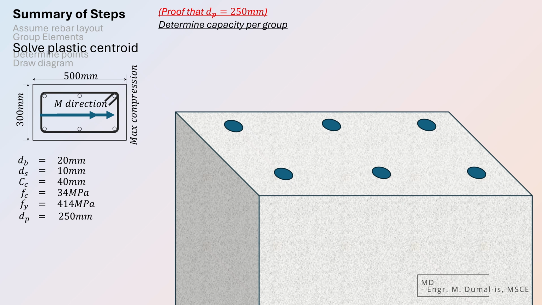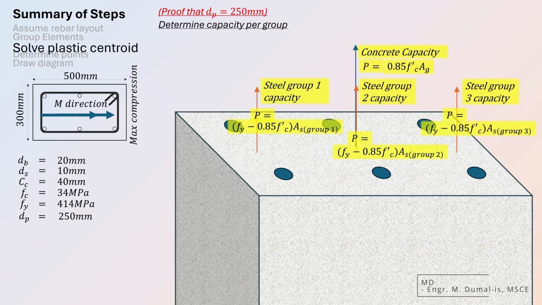With the maximum compression fiber identified, we now compute the capacity of each group. Group 1, the concrete, contributes compression. Its capacity is calculated as the strength of concrete multiplied by its area, in this case, the full section area. Groups 2 to 4 are the steel groups. Each is assumed to be under compression, and their strength is based on the yield strength of steel multiplied by their respective rebar areas. Note that for compression rebars under yielding condition, the stress is equal to Fy minus 0.85 times Fc prime.